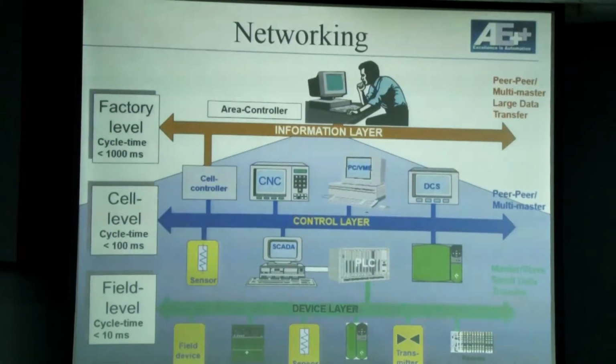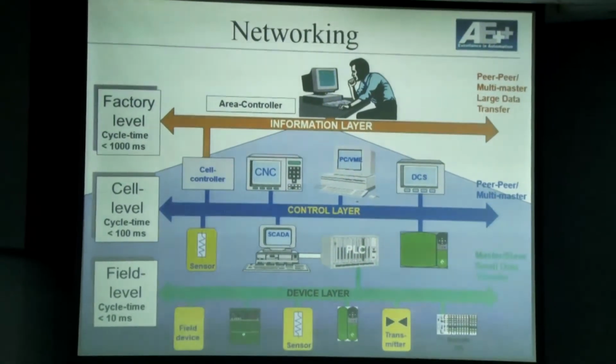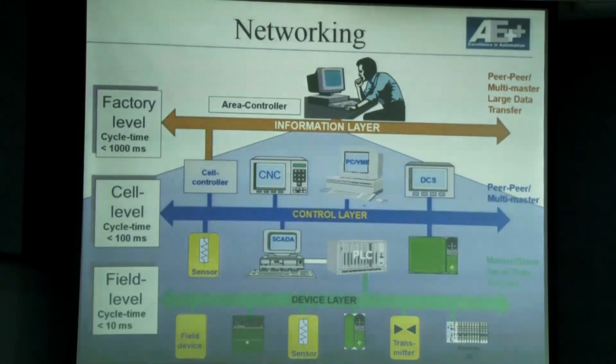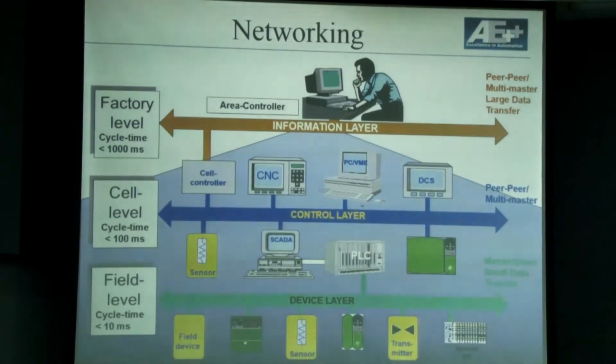Next. So if you really look at it, this in a nutshell gives you the entire industrial automation that operates in a plant. There is a device layer, there is a control layer, there is an information layer, and it all links up and is very well connected, through different levels of control.